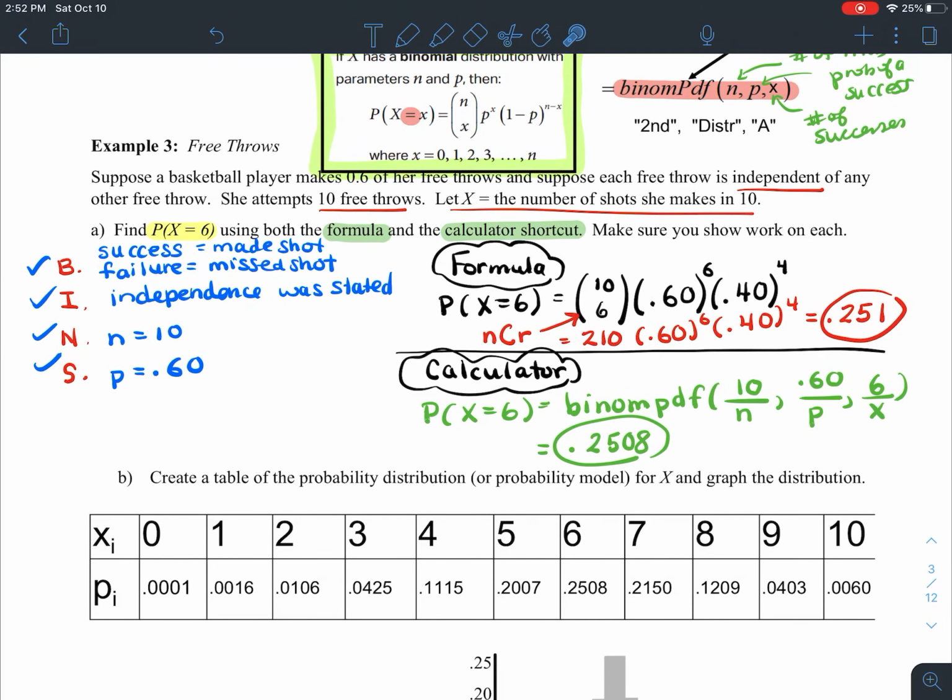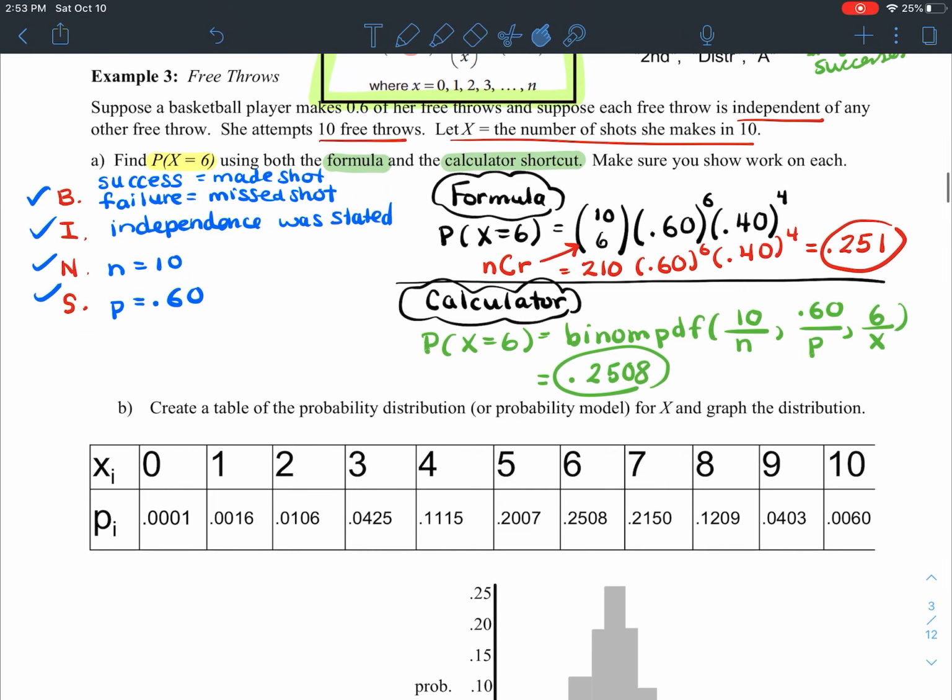And so we had talked about this example where it mentioned that a basketball player has a 60% chance of making a free throw. I believe they were shooting 10 free throws, and we had established that it was in fact a binomial random variable, and we'd calculated the probability of that particular player making 6 free throws to be roughly 25.1%. We did it with the formula, then we did it with the binomial PDF feature.